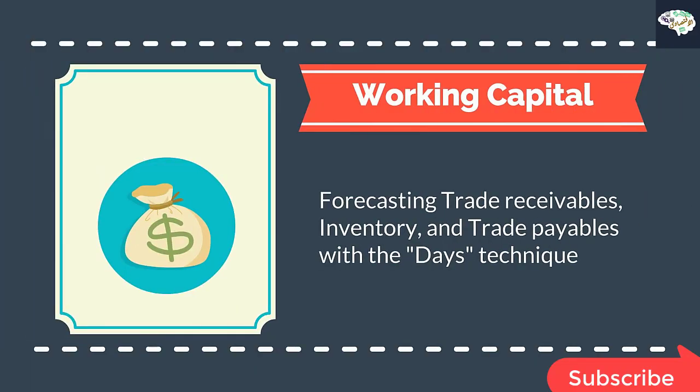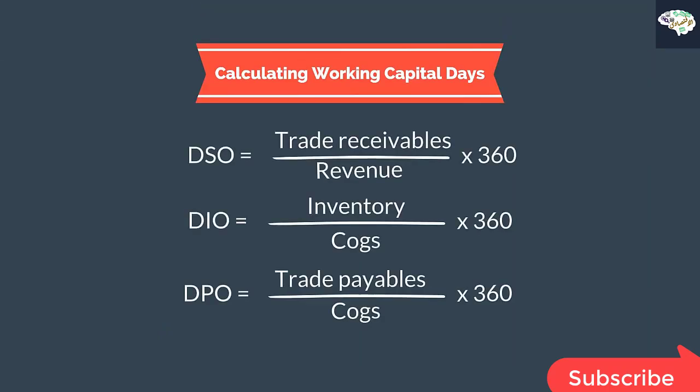Trade receivables, inventory, and trade payables are the three components forming working capital. This is the money that is locked in day-to-day operations. The most popular technique used to forecast these items is the so-called days technique. First, we calculate how many days are necessary to receive money from clients and cash trade receivables.